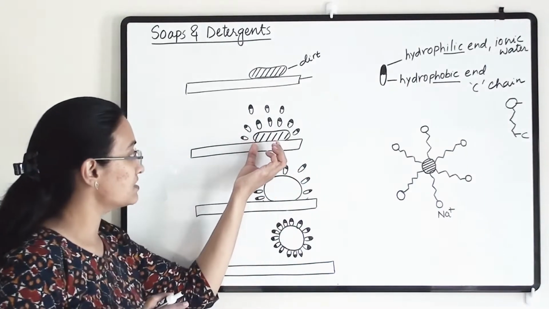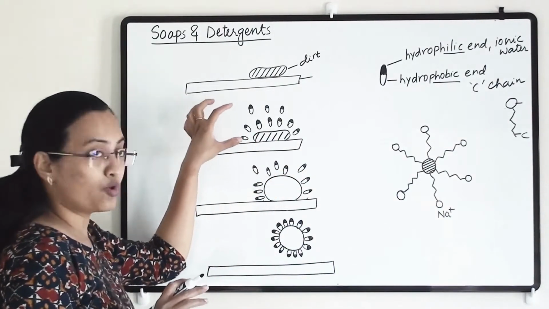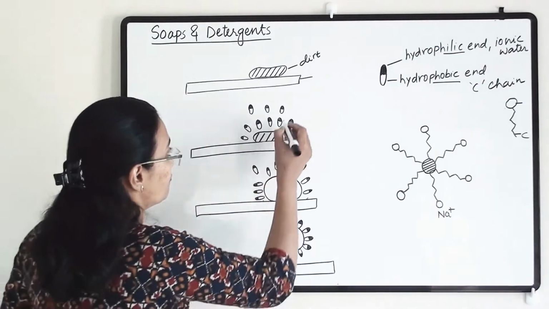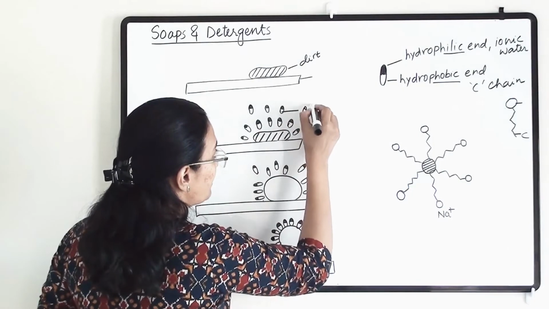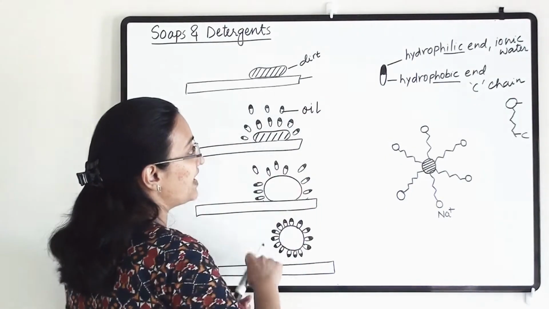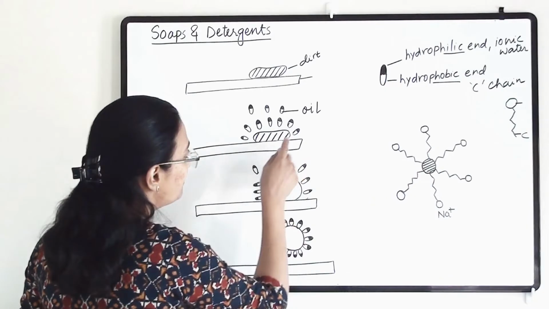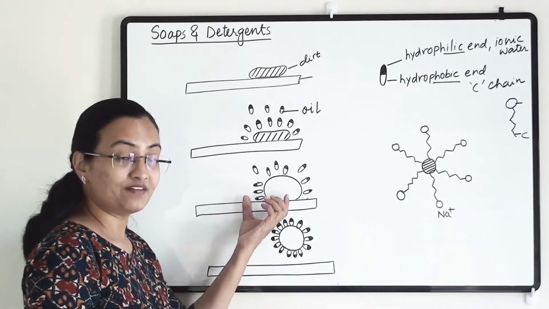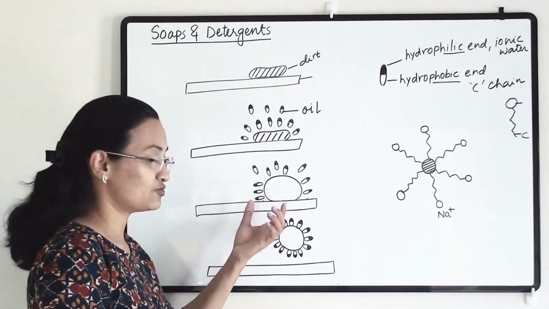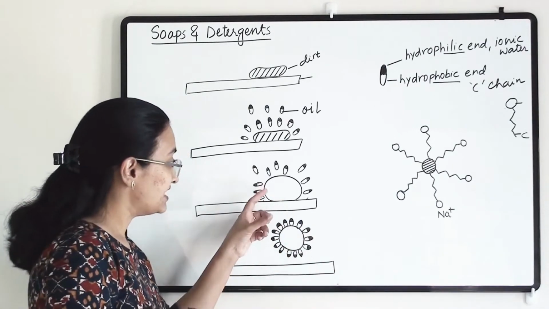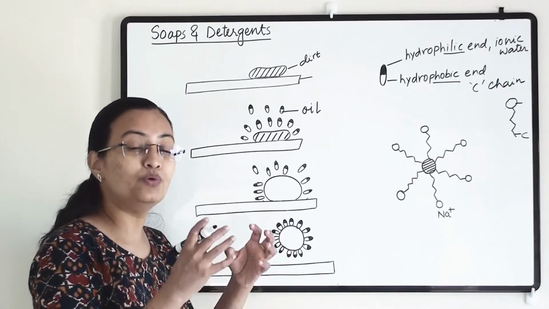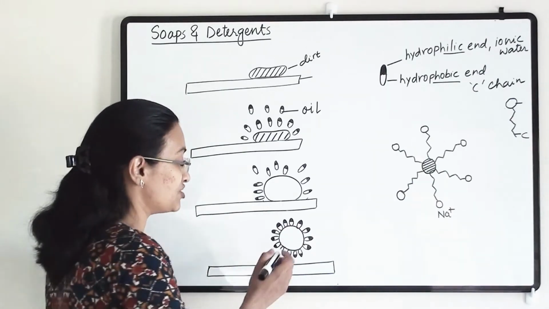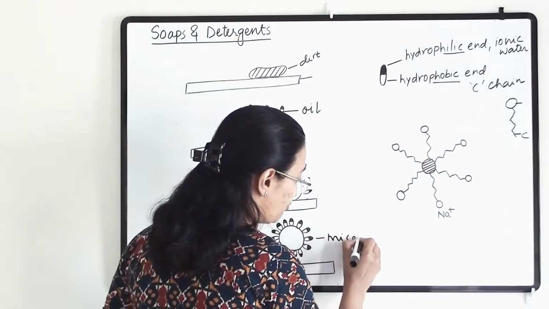Now here this is a dirt particle. These soap molecules will extract it from the clothes. The end which is interacting with the oil, and which has a carbon chain, will attach to the dirt. At first they will just attach to the dirt molecule, and slowly as the process progresses, they will take the dirt molecule within themselves and make a formation like this. This formation is known as micelle formation.